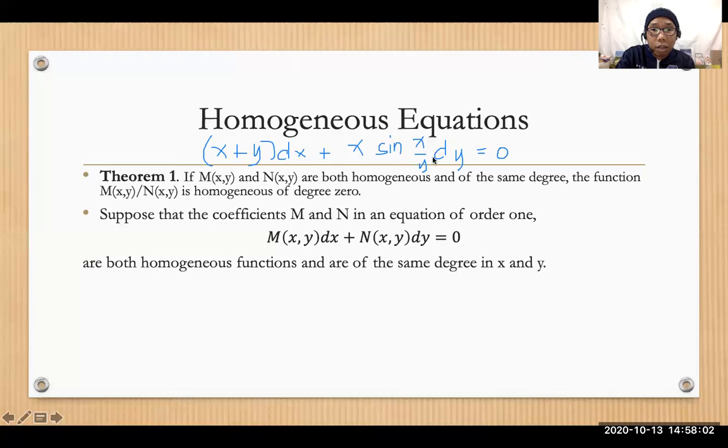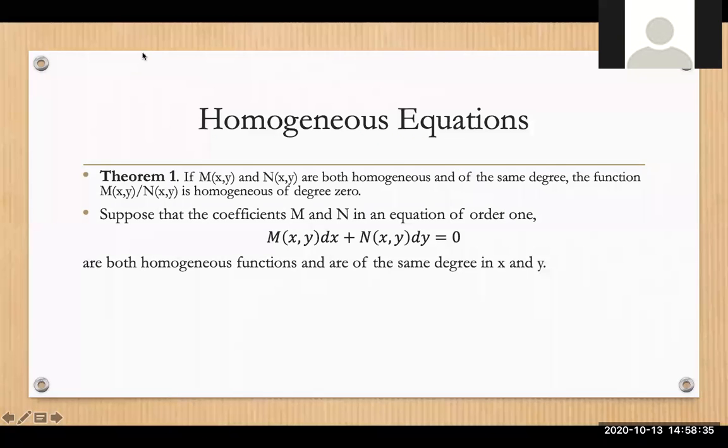Yes, because it is the ratio x over y. So if you replace x by lambda x and y by lambda y, you can cancel lambda. So the lambda is gone here, and then you put lambda here. This lambda means that the degree of that function is 1. So degree 1, they have the same degree and both are homogeneous functions. Then this equation is a homogeneous differential equation. Okay, clear? I hope so.